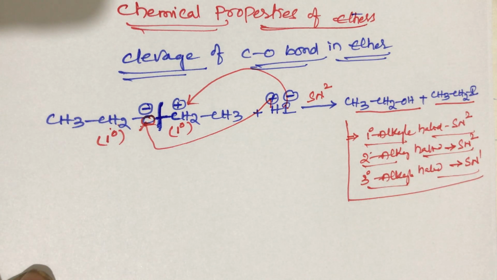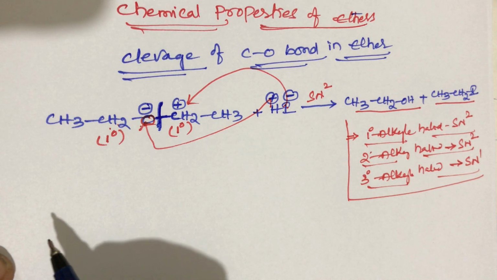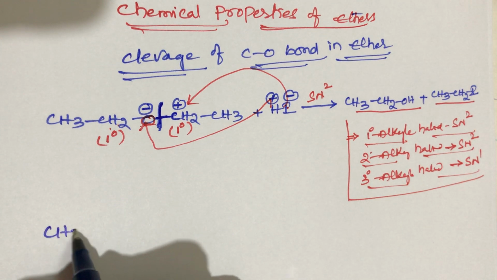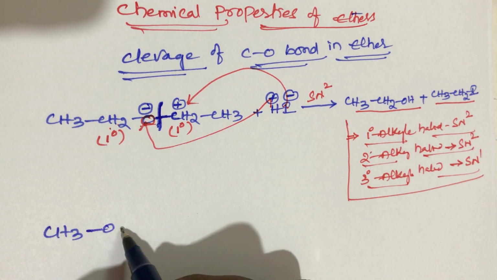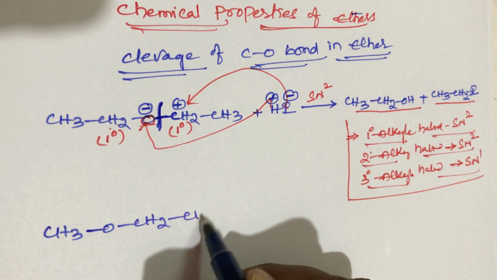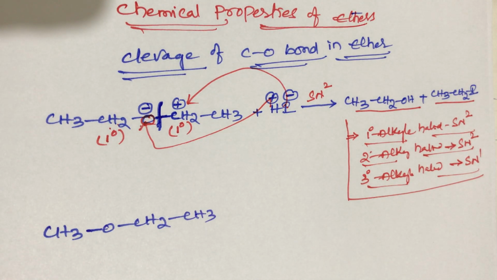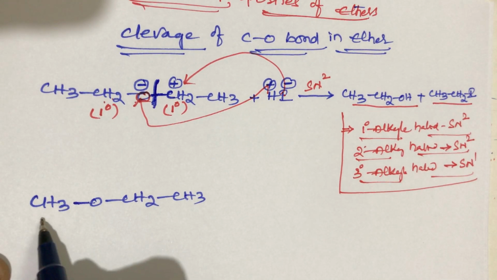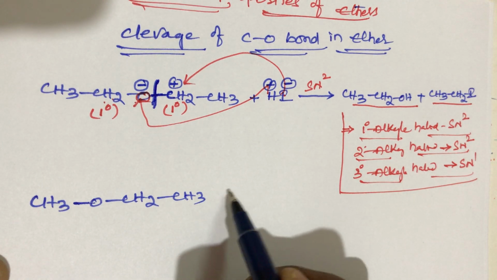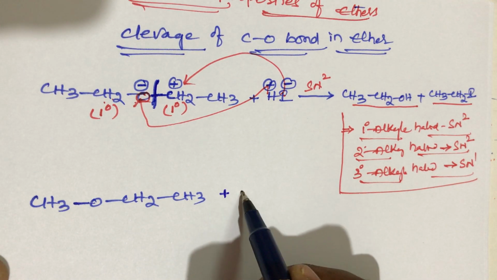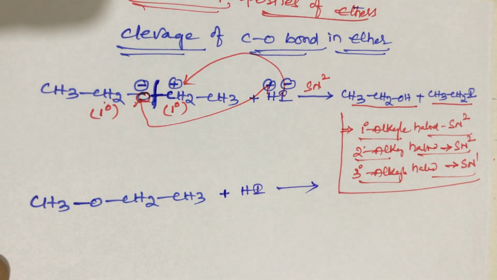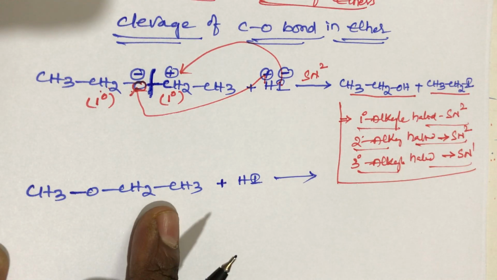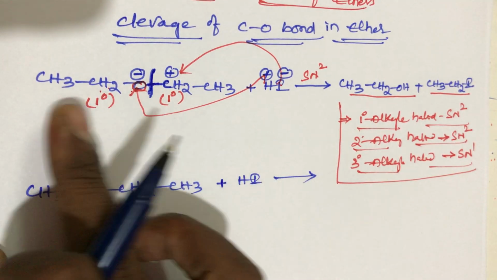Now take one more example, students, with unsymmetrical ethers. An unsymmetrical ether has one methyl group and one ethyl group, CH3-O-CH2CH3. Ethyl methyl ether has one methyl group and one ethyl group, so it is unsymmetrical, whereas the first one was symmetrical, with both groups equal.